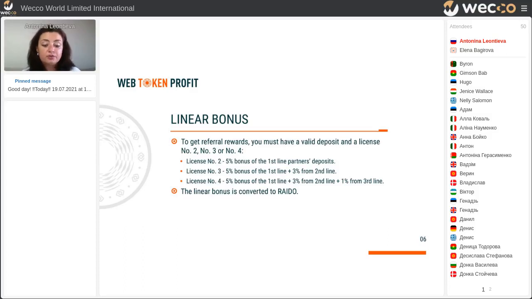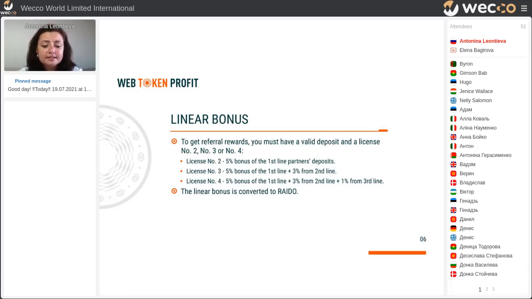Of course, in addition to the binary bonus, there will be a linear referral reward. These accruals are tied to the cost of the license. Yes, I've said it before. A license, for example, for $50 gives no linear referral accruals from the partner's contributions. Yes, and the license for $300 gives you 5% referral from each contribution on the first affiliate line.